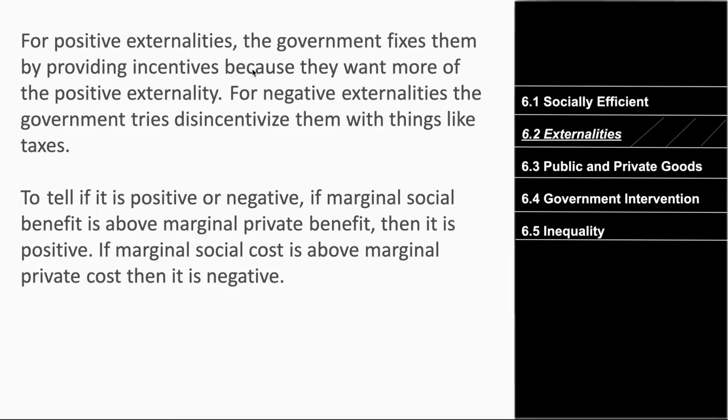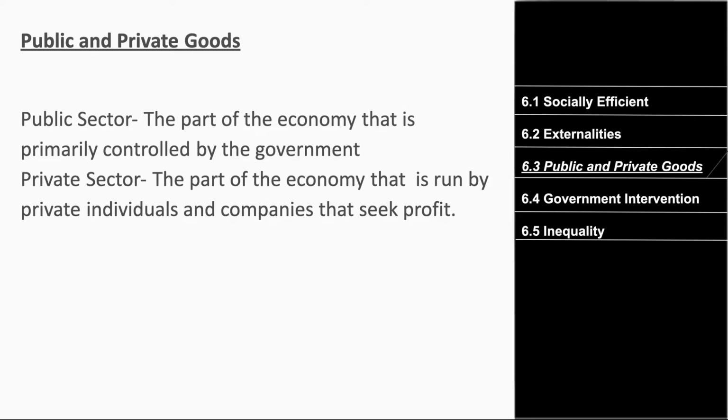For negative externalities, governments tax, either a per unit tax or a lump sum tax. This is because they want to disincentivize things like that. So for example, cigarettes. The government taxes cigarettes immensely because they want to disincentivize people from smoking and using cigarettes. So make sure you remember, negative externality, governments tax negative externalities, and governments provide subsidies for positive externalities.